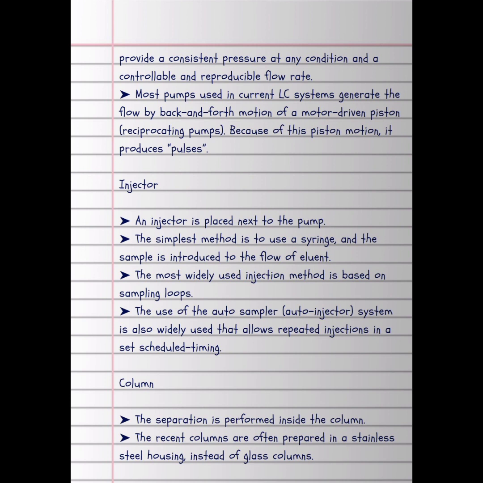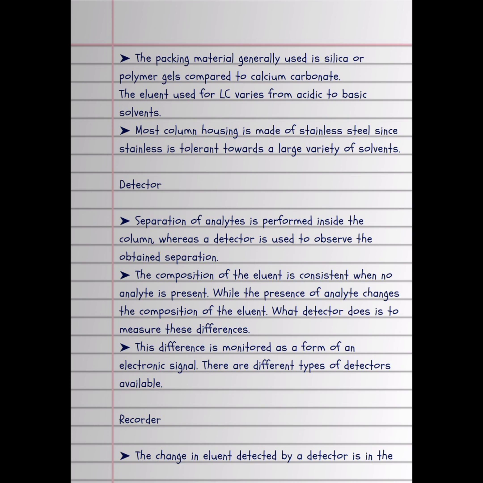Column. The separation is performed inside the column. The recent columns are often prepared in a stainless steel housing, instead of glass columns. The packing material generally used is silica or polymer gels compared to calcium carbonate. The eluent used for LC varies from acidic to basic solvents. Most column housing is made of stainless steel since stainless steel is tolerant towards a large variety of solvents.